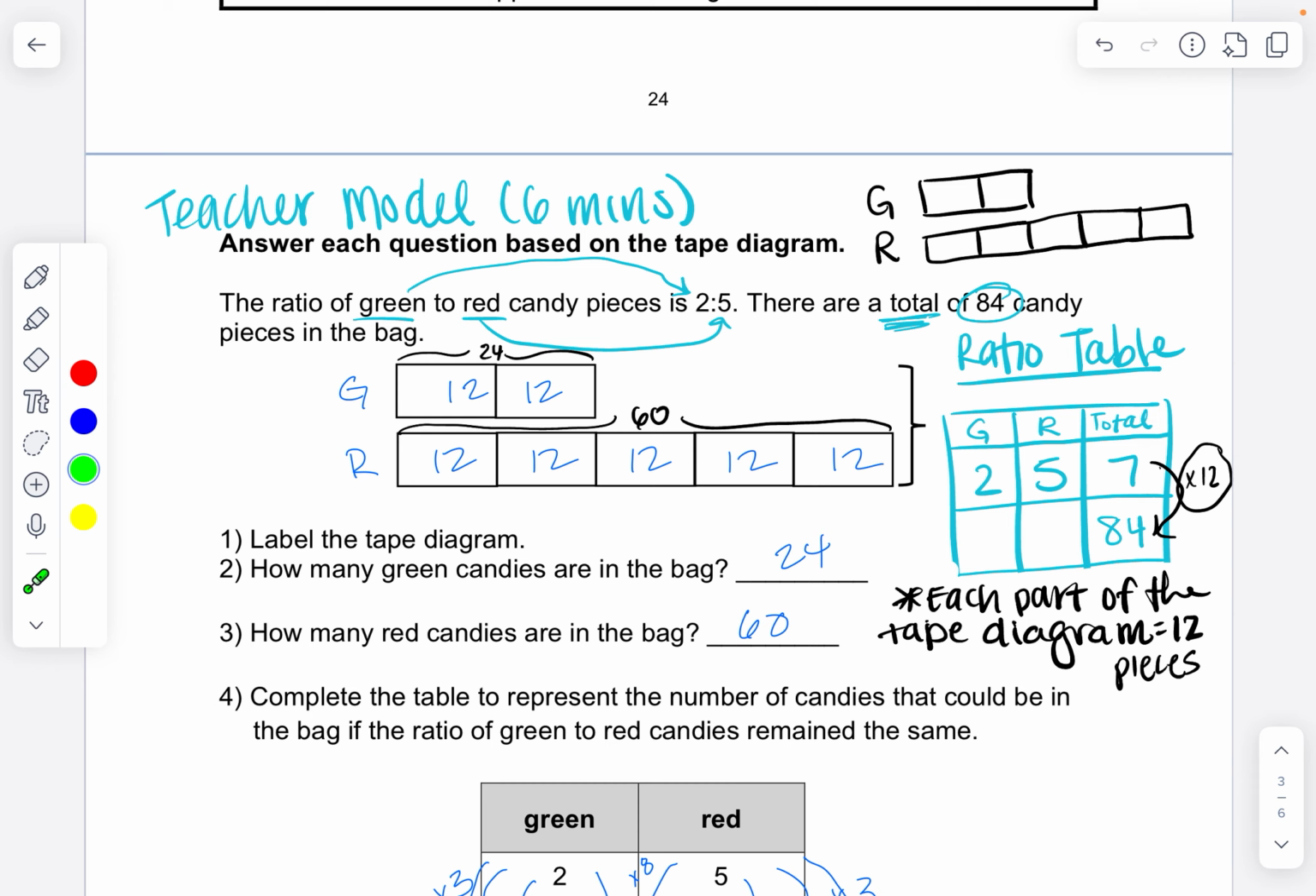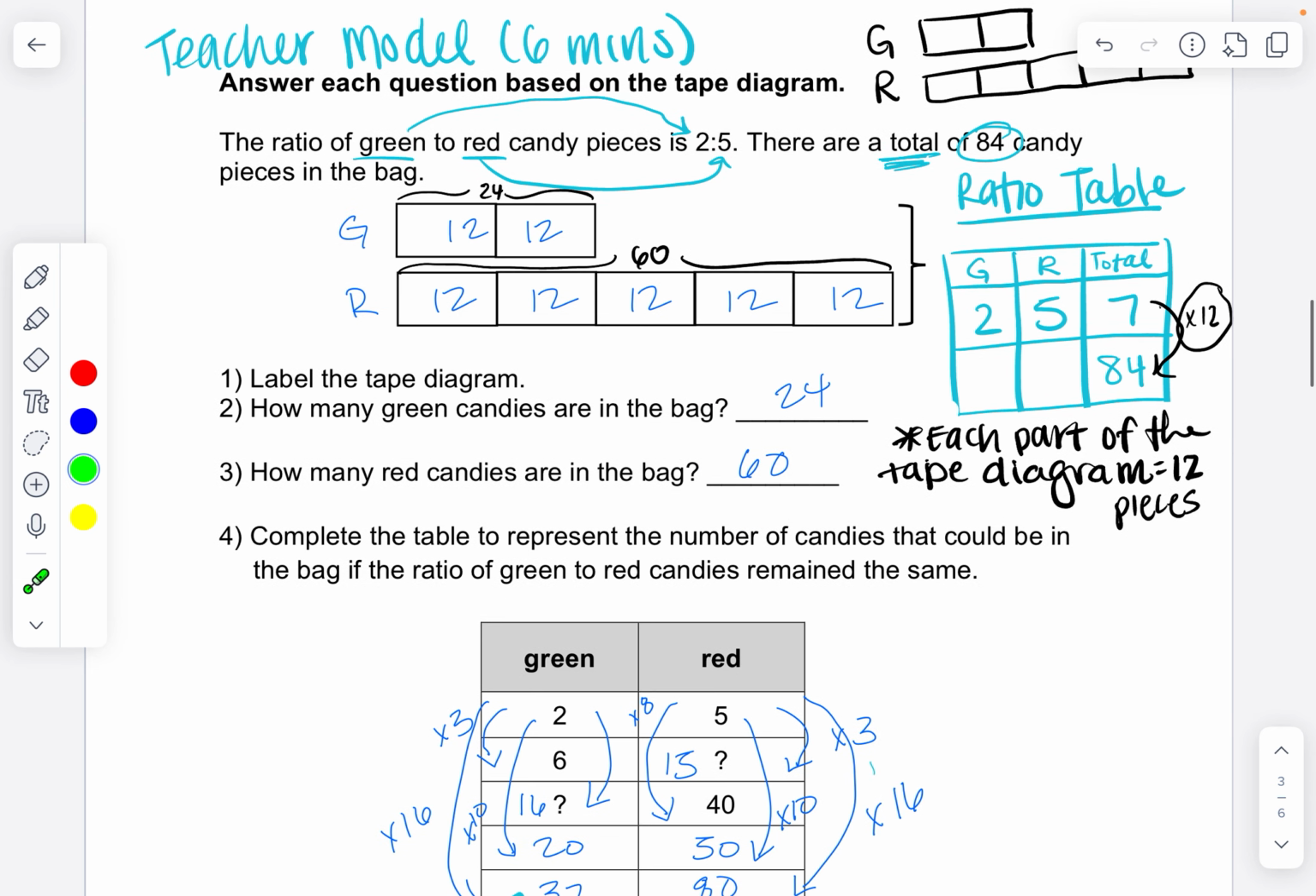So in a bag of 84 total pieces of candy, maintaining my ratio of 2 for every 5, that means I have 24 green and 60 red. Now, if I were to add these two numbers up, I would get 84, so I know that my math is good.